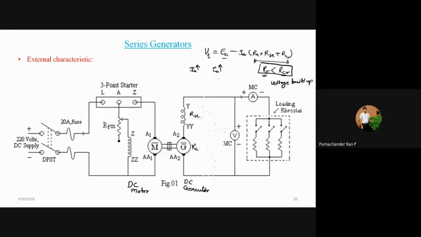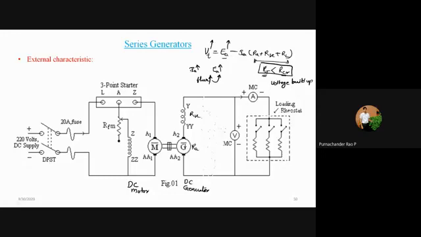As the current increases, your field also increases. So as Ia increases, your flux increases, because it has only a series field winding. Because of this, your generated voltage increases, and as the generated voltage increases, your terminal voltage also increases.